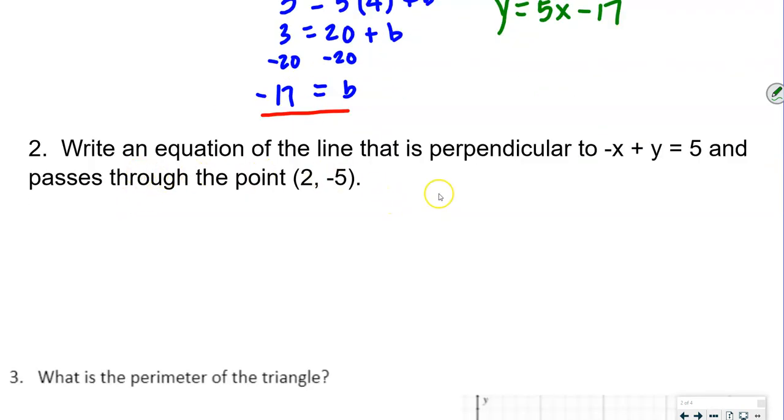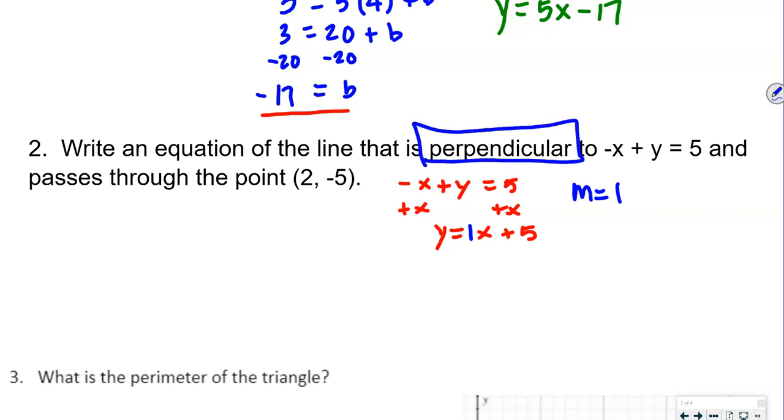The next one says write the equation of the line that's perpendicular. So what we need to do with this equation first is put it in y equals format so we can pull m. Okay, so I'm going to rewrite this equation, negative x plus y equals 5. I'm going to add x to both sides. So it's going to be y is equal to x plus 5. So remember, if there's nothing in front of the x, it's actually a 1, right? So now we know that m is equal to 1, so our perpendicular slope is going to be the negative reciprocal of that. So our perpendicular m is equal to negative 1. Okay?